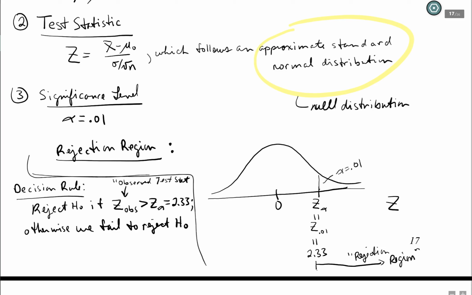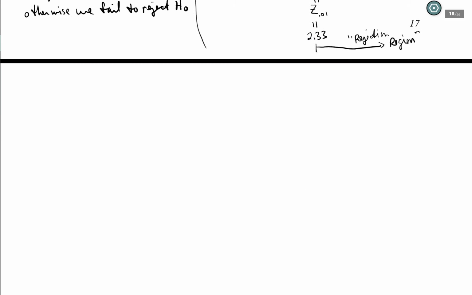And failing to reject H naught is a weaker statement. It's a very weak statement of support for the null. It's very different than saying we accept the null hypothesis. It's more of an inconclusive result, if anything. That's step 3. Step 4, we are going to check our assumptions first off.